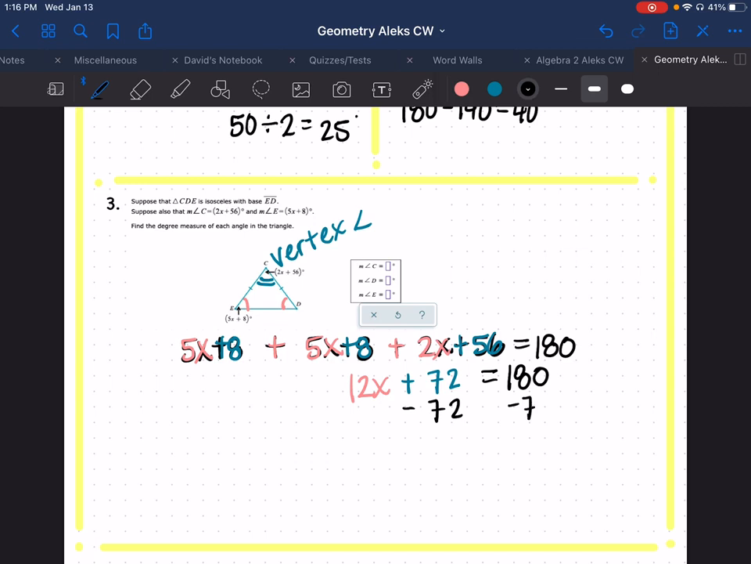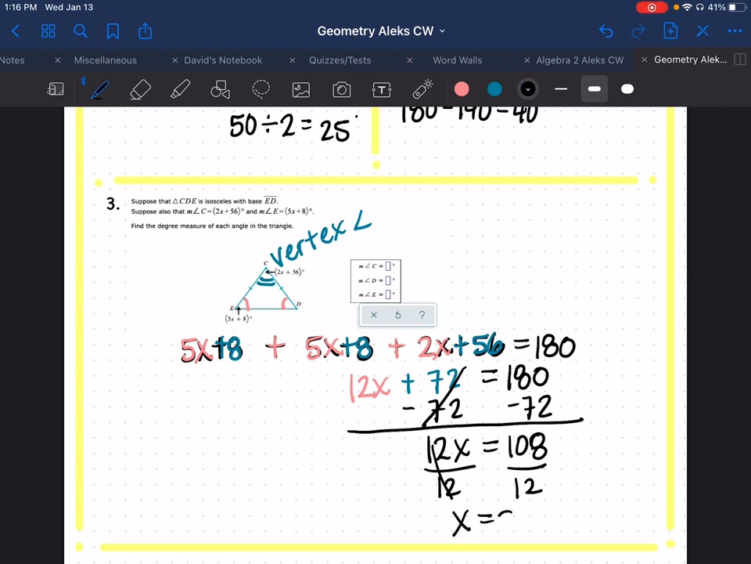So let me subtract my 72 from my 180. 108. I'm going to go ahead and divide that by 12. X equals 9. They are asking me right here the degree of each angle. So to find each one, I'm simply going to go back and plug it in. So for angle C, it's 2 times 9 plus 56. I'm going to use my calculator. I got 74.